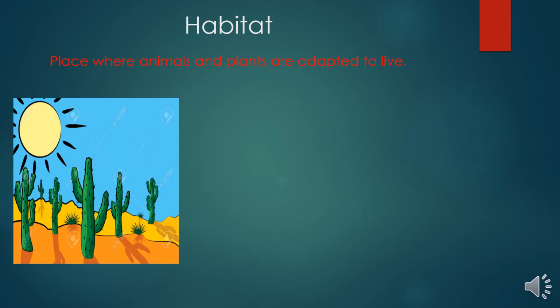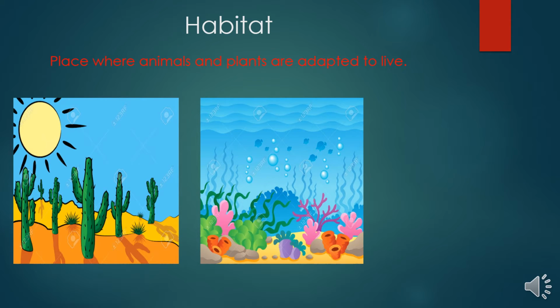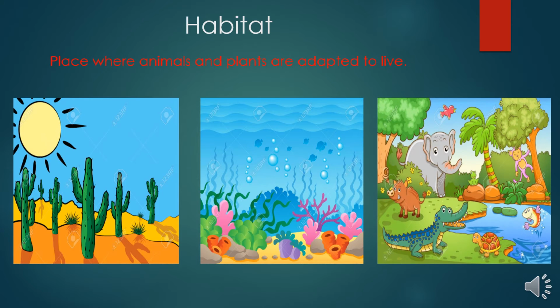The desert is a habitat. The sea or the ocean is a habitat. Also, the forest is another habitat.